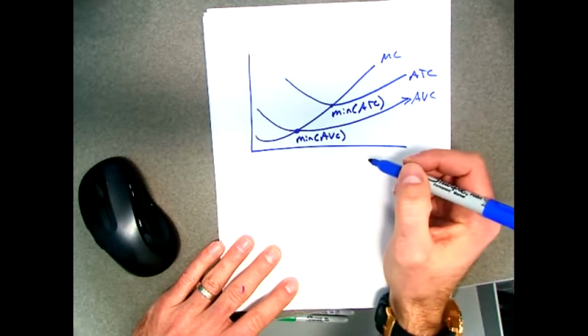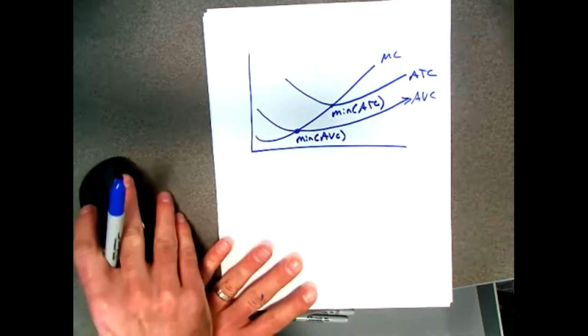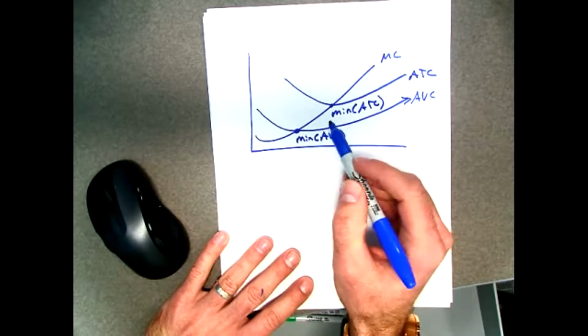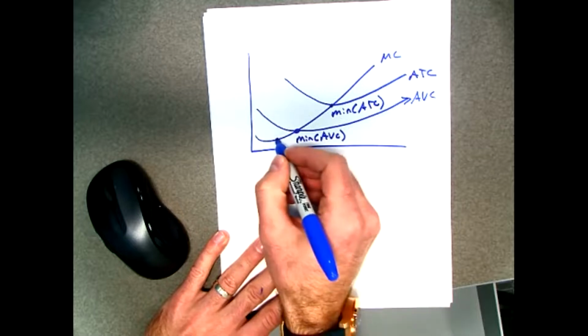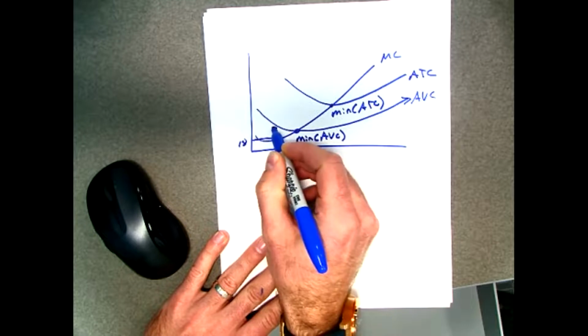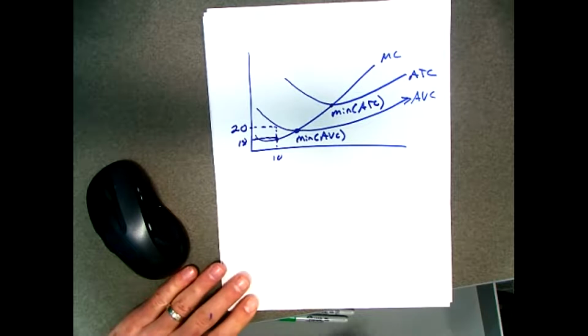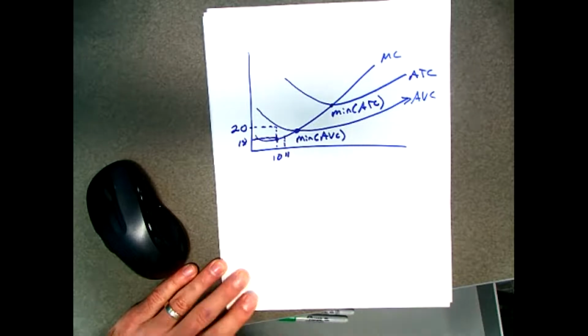So if I'm told that I'm currently at a quantity of 10 and the marginal cost was 18, and the average variable cost is 20, so I know that I'm at a quantity where the marginal cost is below my average variable, right? I was told that the marginal cost was 18 at this quantity of 10 and the average variable was 20. So what do I know is going to be true if I'm then looking at the 11th unit?